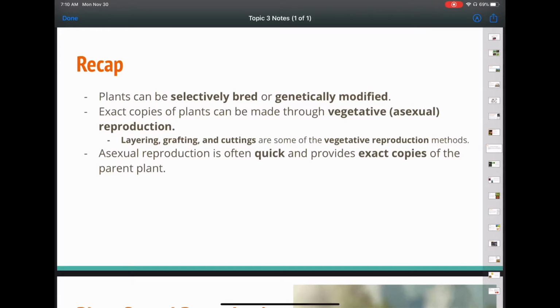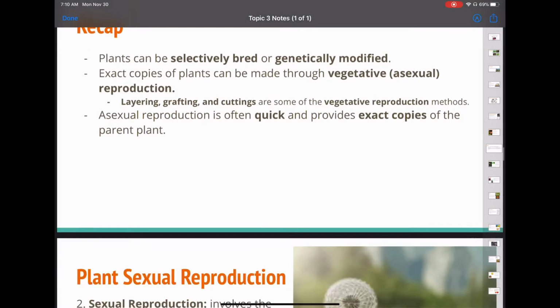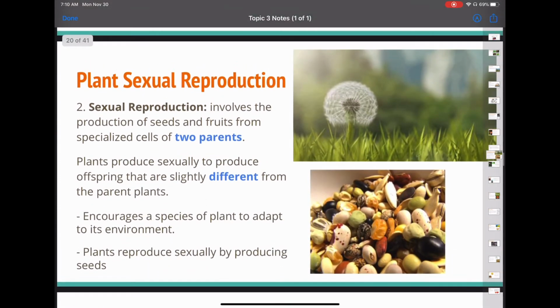Also, the danger with asexual reproduction is if you have a whole section of plants that are all the same, if there's something that they're susceptible or weak against, such as a pest, if that pest shows up, they're all going to die, and we're going to lose all of the plants, most likely. Okay, so it helps to have plants that aren't all genetically identical. And to get that, plants need to reproduce sexually.